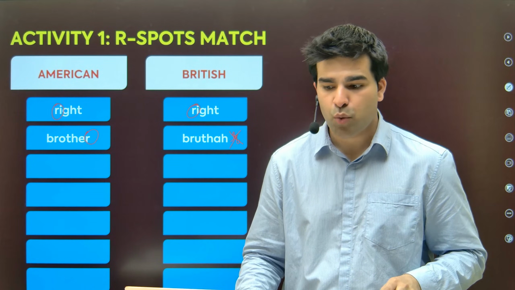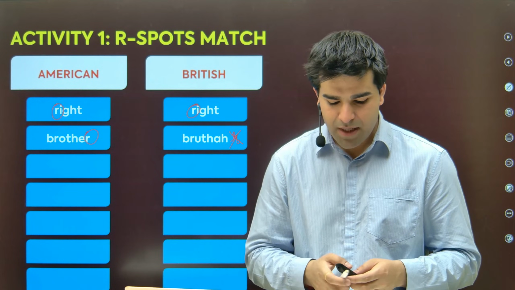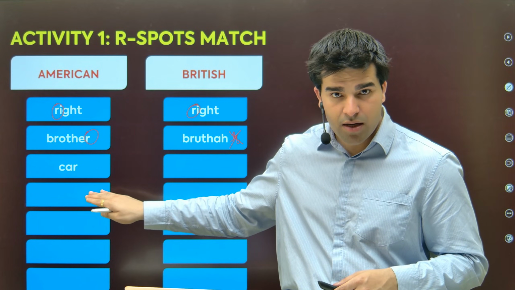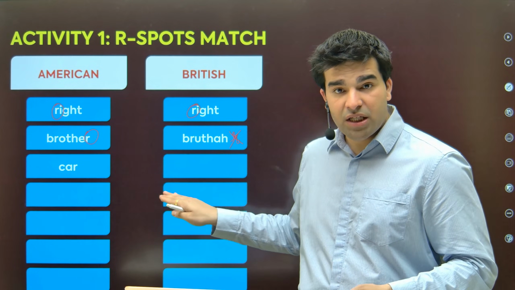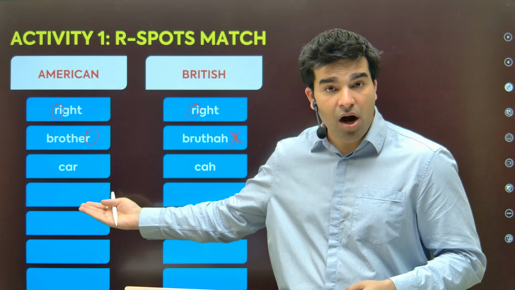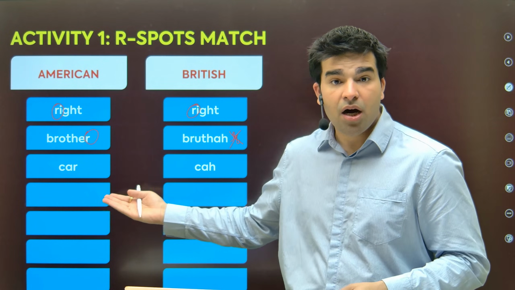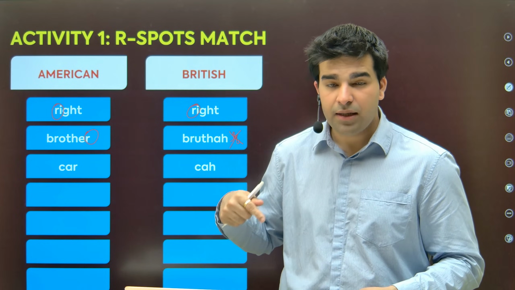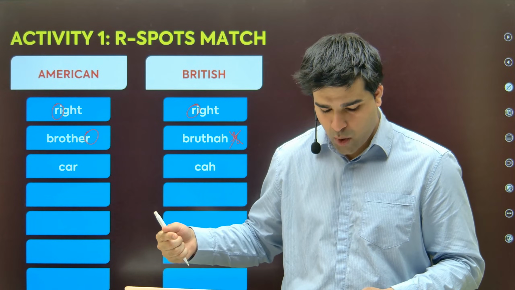Let's move to the next word. Repeat after me. This is a simple word. Car. British version. Car. Once again. Car. Okay? Let's move to the next word.